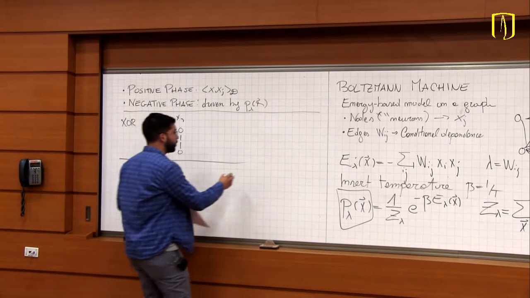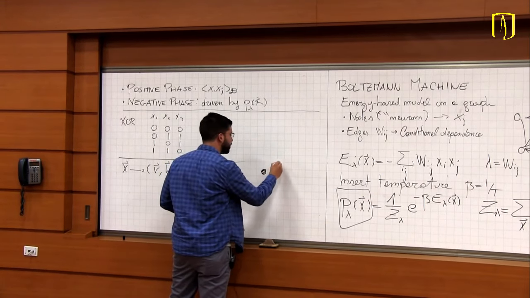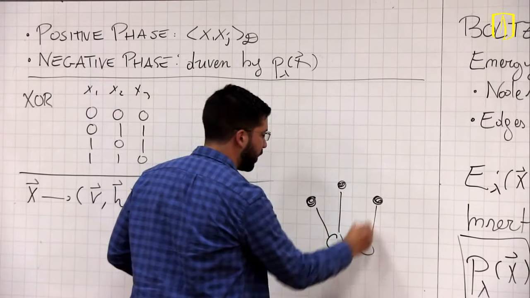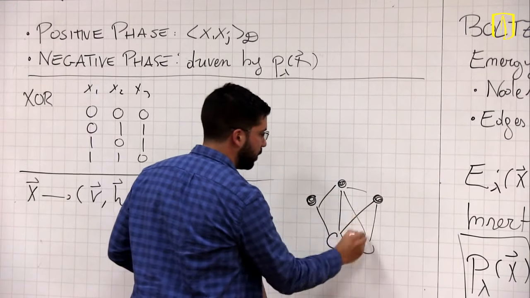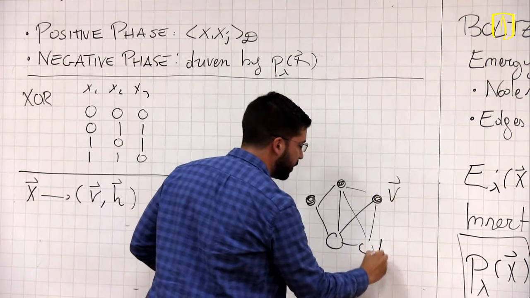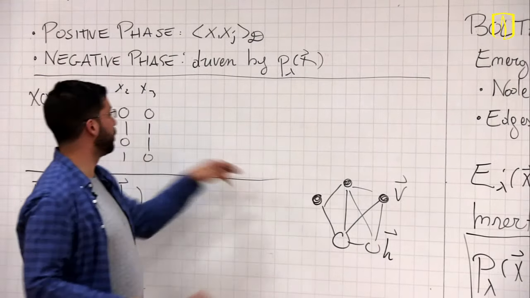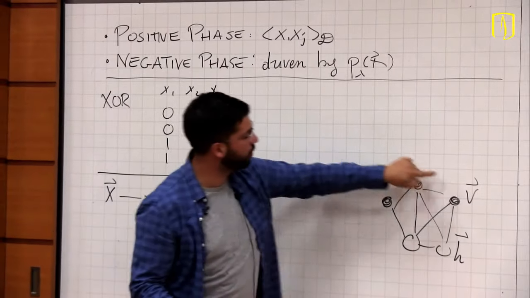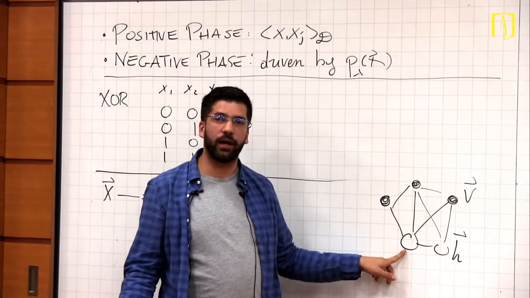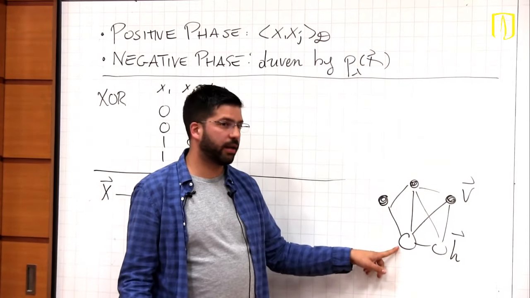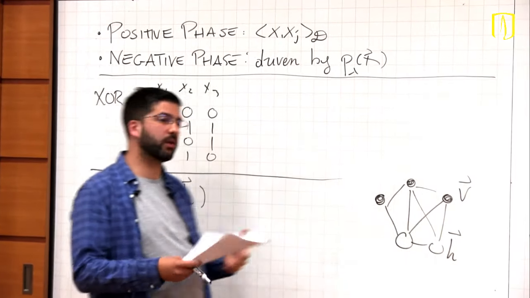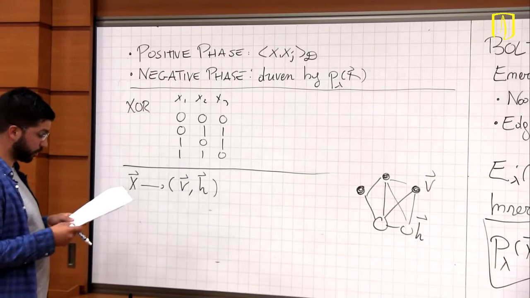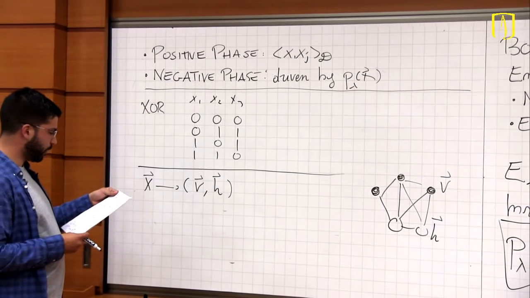So essentially now your network becomes something like this. You have 2 different types of variables: visible variables and hidden. So in the example before, if you're now trying to learn the XOR function, you have 3 visible variables, and if you add even only 1 hidden, then this hidden allows you to capture high order correlation, in this case third order. Okay?